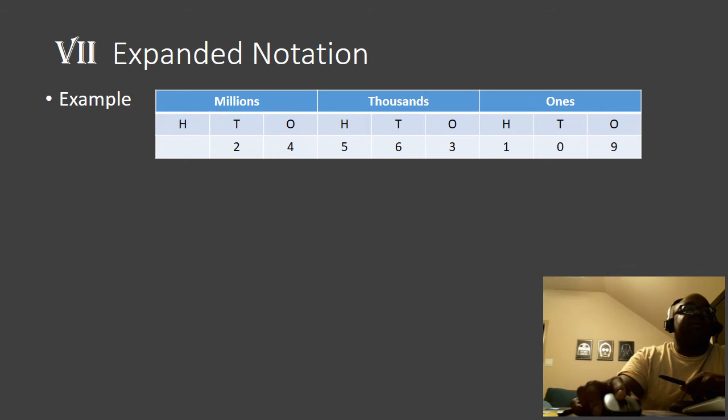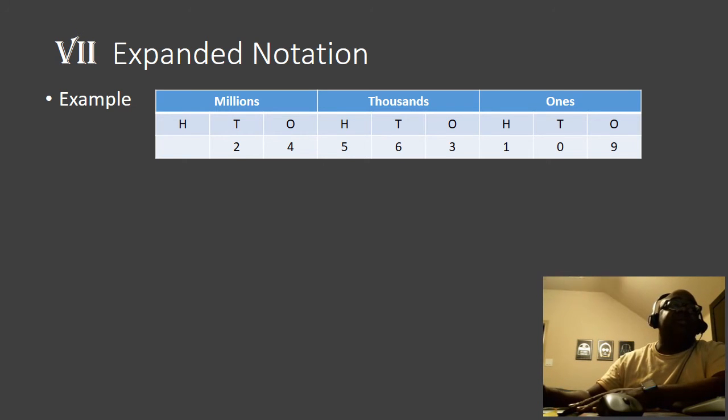So we have the number 24,563,109. And remember, when we go from expanded notation, we can go right into expanded form, always trying to make sure that we have that extra practice. So 2 times 10 million equals 20 million. Then 4 times 1 million. Next is going to be 5 times 100,000. You see I'm going from expanded notation right to expanded form.